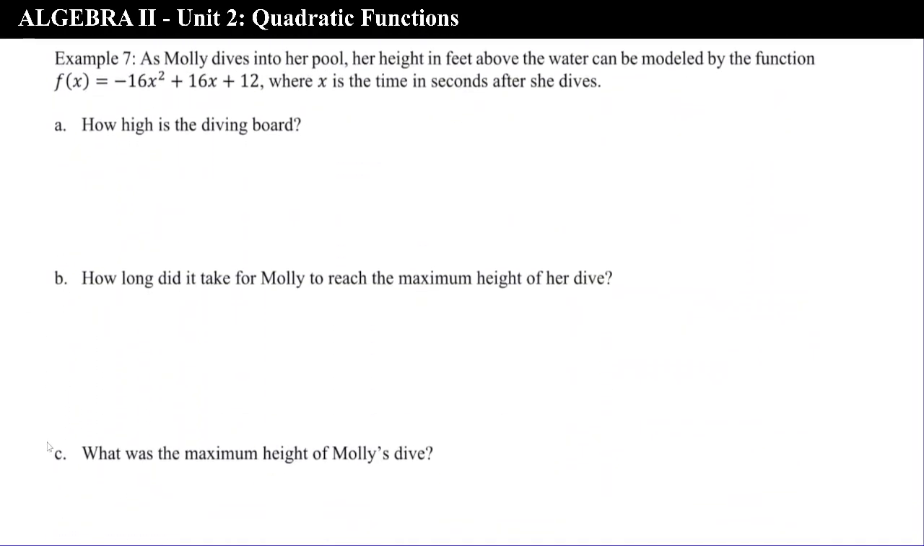All right, let's look at example 7. As Molly dives into her pool, her height in feet above the water can be modeled by the function given here, where x is the time in seconds after she dives. How high is the diving board? Again, this is where she's starting, so we're at time 0. So we're going to put in f of 0. So essentially we're looking for our y-intercept. And since we're looking for our y-intercept, you can probably already identify that right off the end. It's our c value. So the height of the diving board is 12 feet.